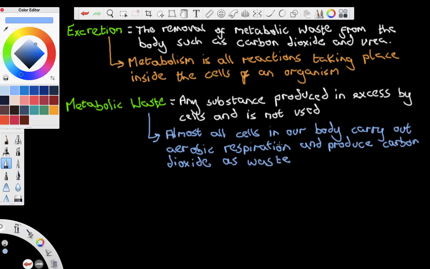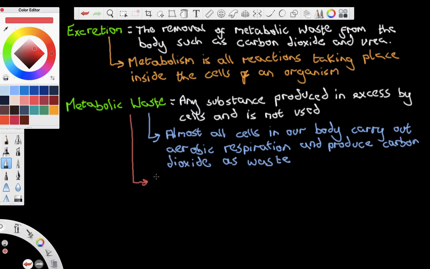Okay. Now remember, in animals, carbon dioxide would be classed as waste because we don't use it for anything. However, inside plants, it wouldn't be waste because plants can use carbon dioxide in the presence of light to carry out photosynthesis. Another example of metabolic waste would be nitrogenous waste produced in the liver.